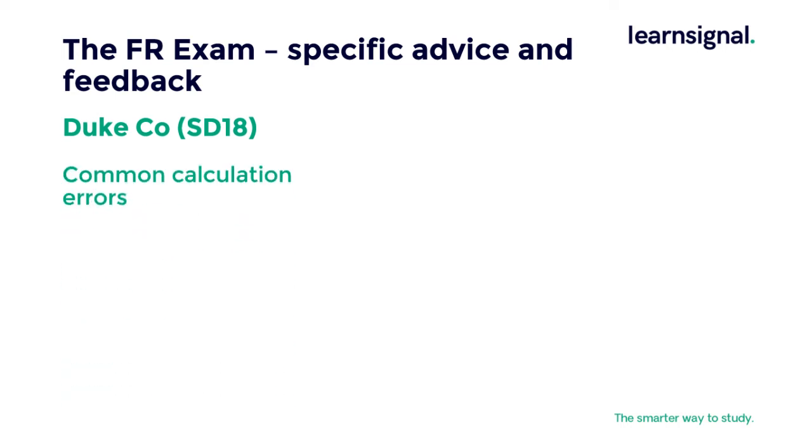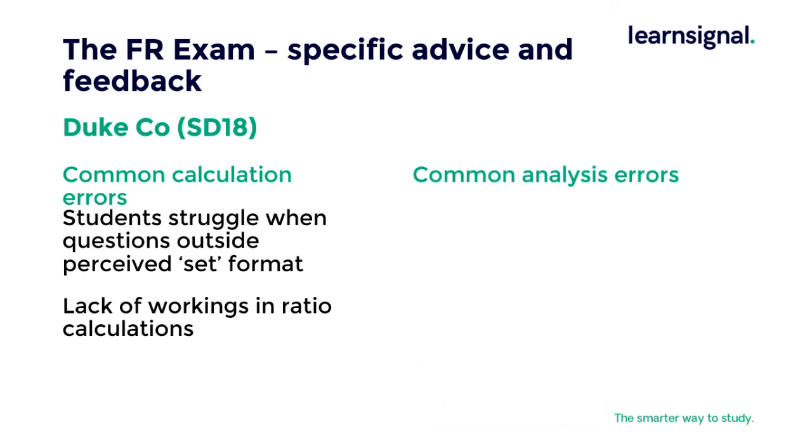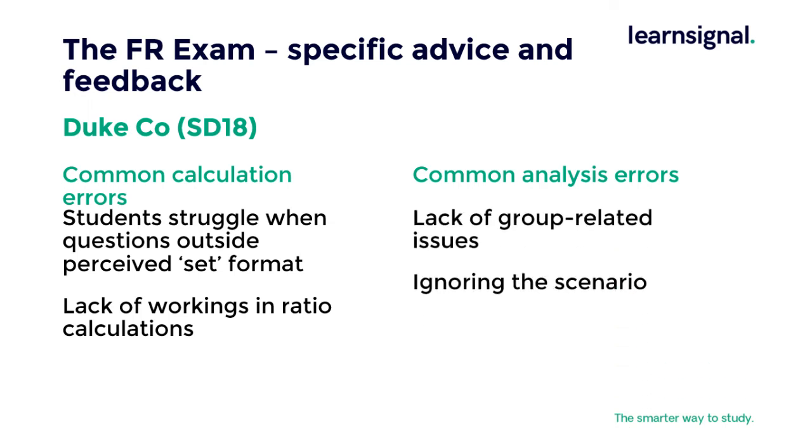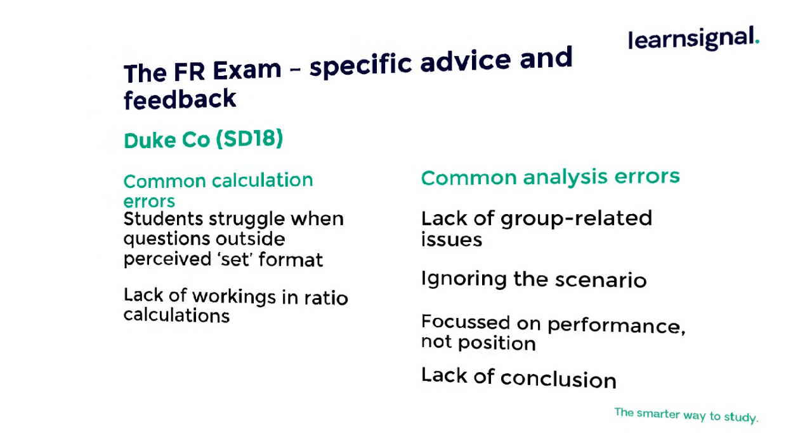There are common calculation errors, such as students struggling with a request that is outside the set format of workings they have learned. Lack of workings shown in the ratio calculations is another issue. There are common analysis errors: lack of group-related issues, and generic statements that ignore the scenario. Again, the analysis is focused on performance and neglects the position, and there's a common lack of conclusion.